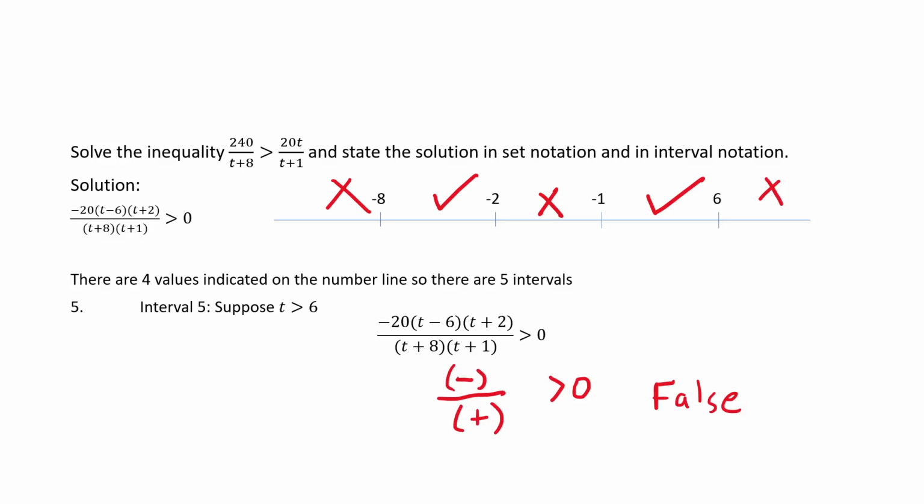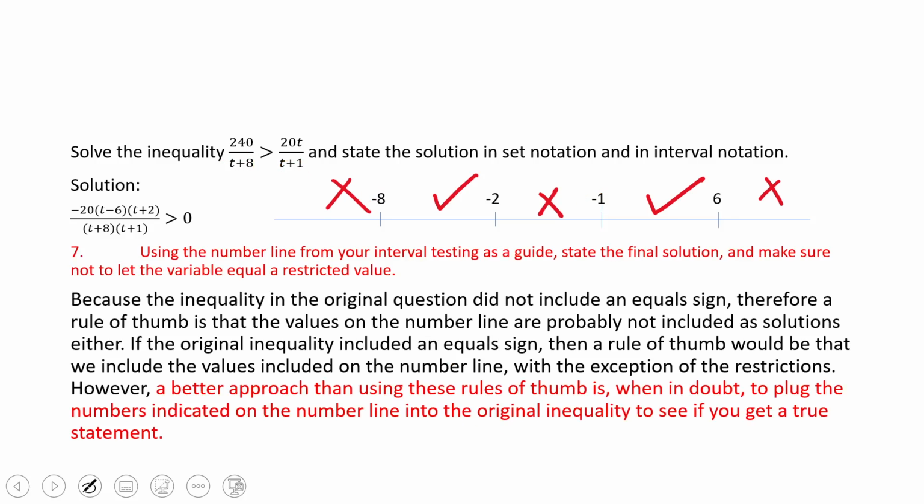Now, you might be curious here, how can we do this testing when we have restrictions? But remember, the restrictions are that t, in this case, cannot equal -8 or -1 from these denominators, but we're not actually testing -8 and -1, we're testing values in between. So we're actually allowed to do interval testing like this. Now, using the number line from the interval testing as a guide, we're going to state the final solution.